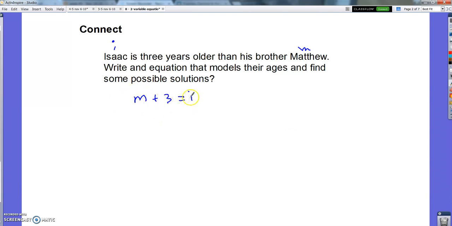And when there's 2 variables, there's lots of solutions. So I can't look at this and say, oh, I know the answer, because there's lots of possible solutions, and we wrote them like this. If Matthew is 3, then Isaac is 6. Or if Matthew is 8, then Isaac is 11. And stuff like that.